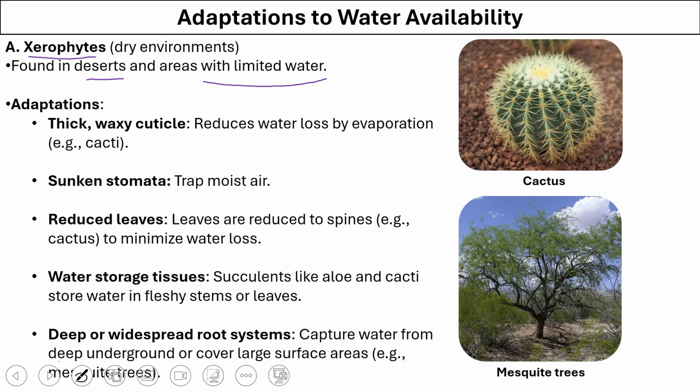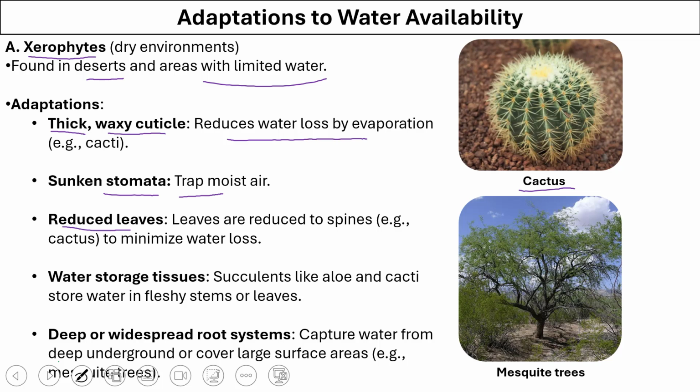They may have very thick or wax-like cuticle on their surface to reduce the loss of water by evaporation, for example in cactus. They have sunken stomata, and in the last lecture we saw that stomata are the openings on the surface of leaf for the gas exchange happening. Thus, the stomata which are sunken can trap moist air inside them, thus helping with the dry environmental conditions.